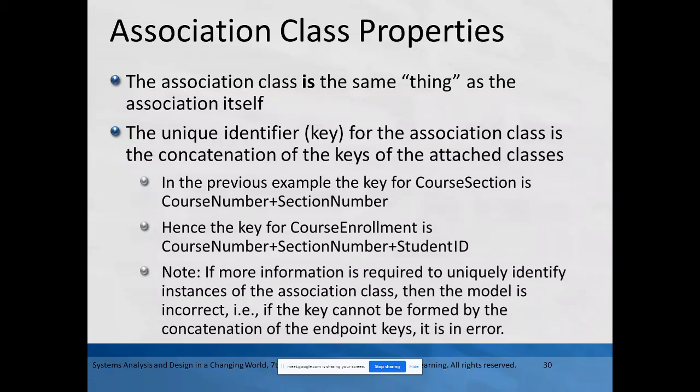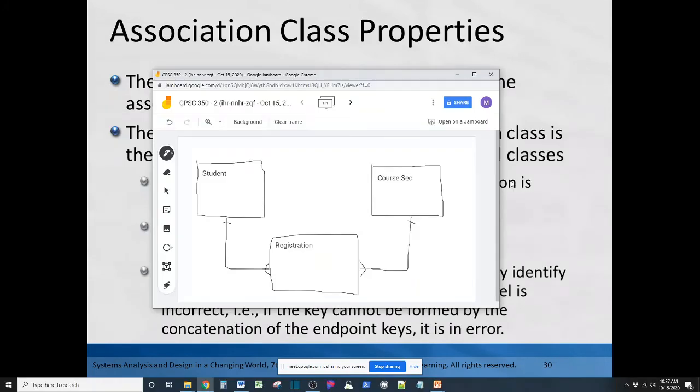The key for the association class is the concatenation of the keys of the attached classes. Very good point, actually, which I didn't really address here. So this one would have a student ID, for example, for its key. This one might have course section ID. So down here in the registration, its key would be the combination of the student ID and the course section ID. You wouldn't just come up with the registration ID here. That would not be a correct way to do it.